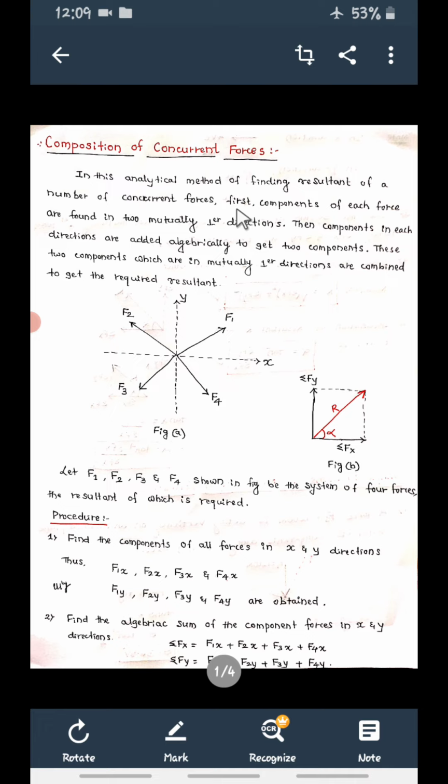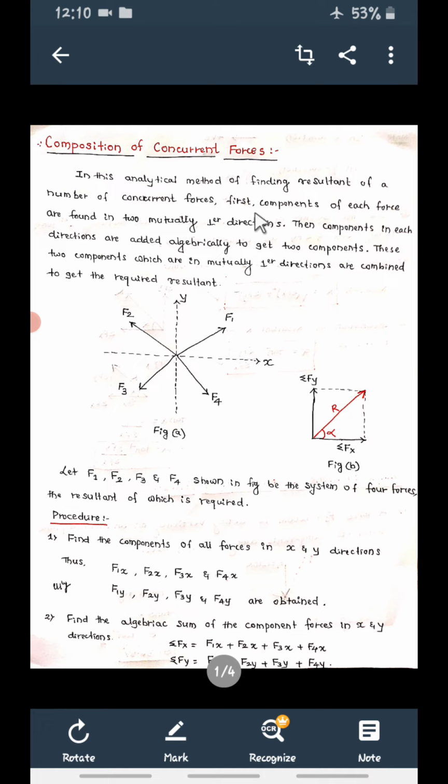So what we are going to do? First, components of each force are found in two mutually perpendicular directions. Now see here, F1 is inclined, so this inclined force can be resolved along x-axis and y-axis. Means F1 will have its component along x-axis, that is F1x, and it will have a component along y-axis, that is F1y. So all the inclined forces will have components along x-axis and along y-axis.